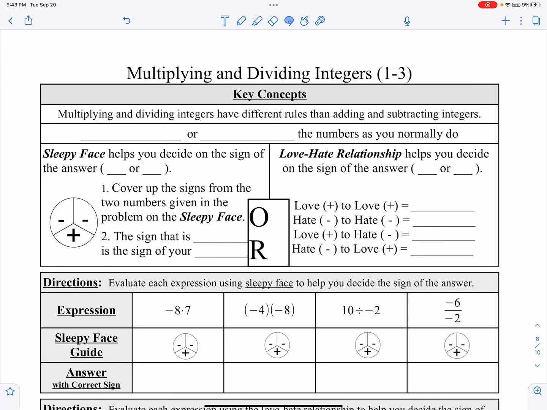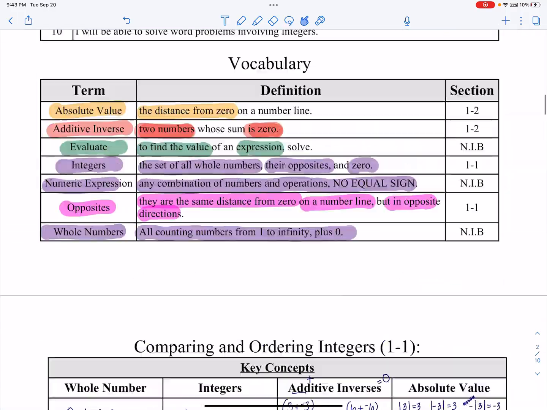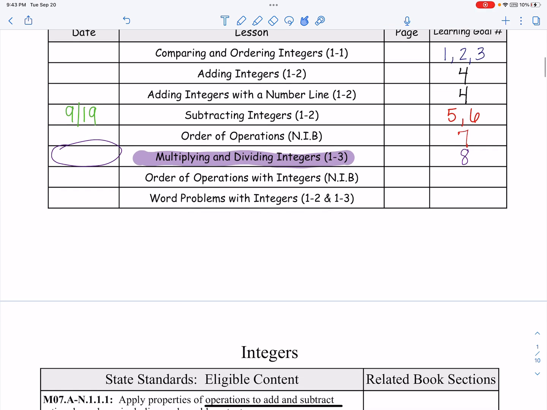All right, let's take a look at multiplying and dividing integers 1-3. So up in our table of contents, if we slide all the way up there, you can see we're filling out the date, multiplying and dividing integers, learning goal number 8. So go ahead and do that now.